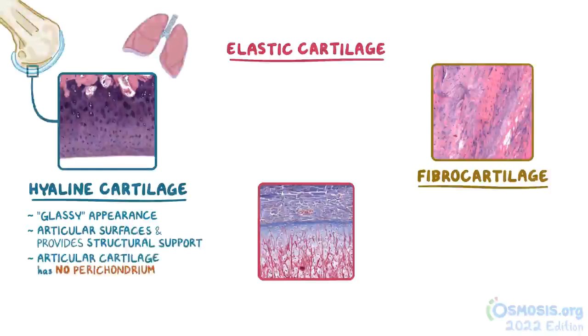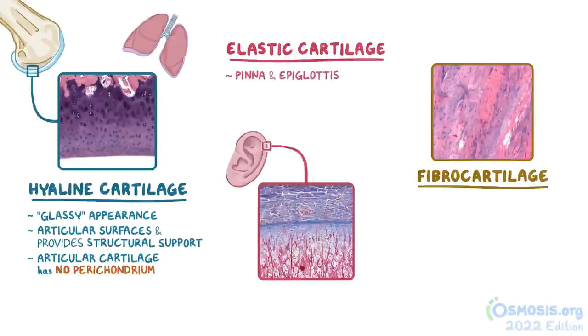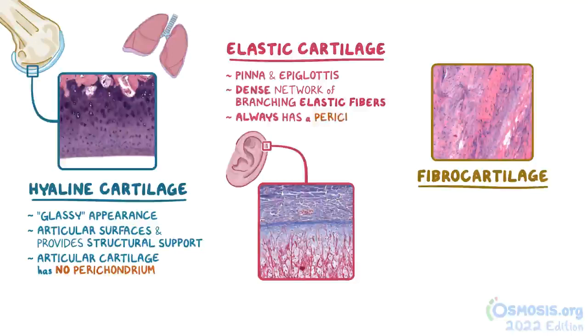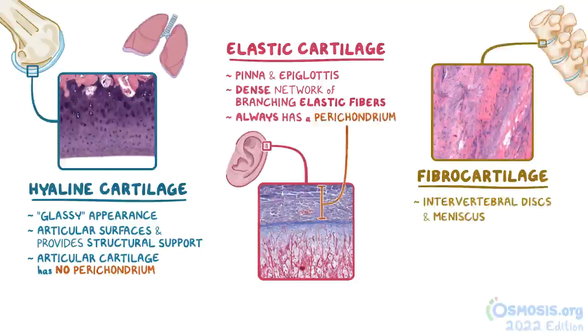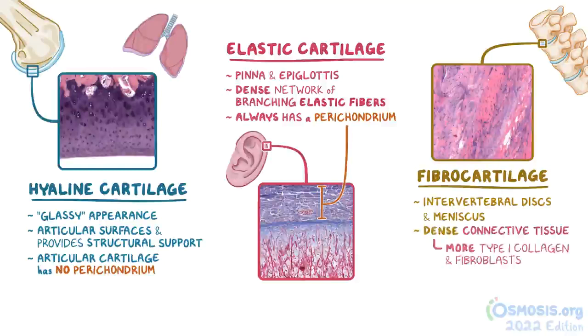Elastic cartilage is found in structures such as the pinna of the external ear and the epiglottis. The matrix of elastic cartilage is similar to hyaline cartilage, except it also has a dense network of elastic fibers, and it always has a perichondrium. And finally, fibrocartilage is found in structures like the intervertebral discs and meniscus. The tissue is a combination of hyaline cartilage and dense connective tissue. So, as a result, it contains more type 1 collagen and fibroblasts compared to the other types of cartilage. And, similar to hyaline articular cartilage, it doesn't have a perichondrium.